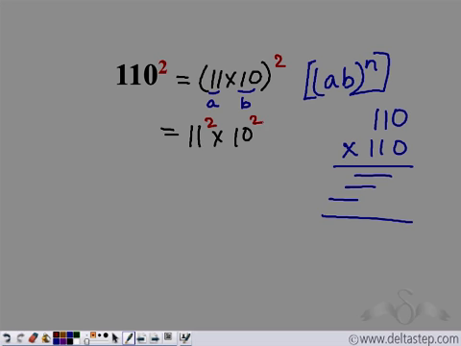Now we can easily find the square of 11. It is a 2-digit number. So we can find the square of 11. It will be 121. And the square of 10 is 100. We know 121 into 100 is 12100. So using this, we can simplify many calculations.